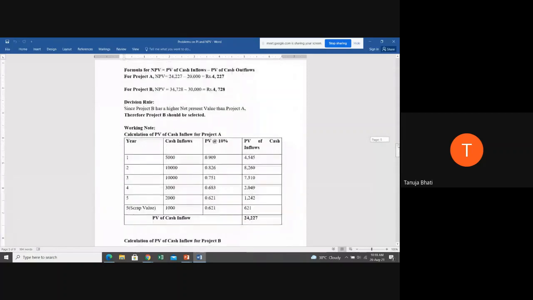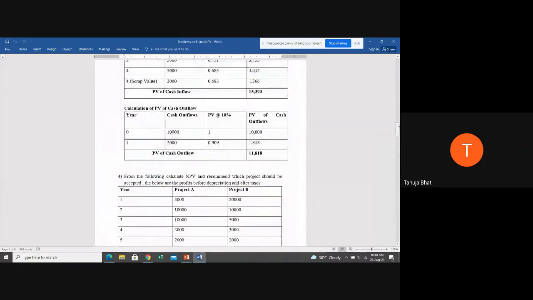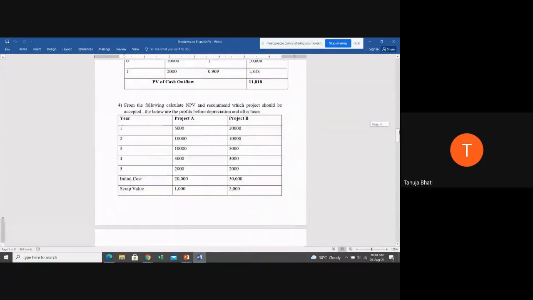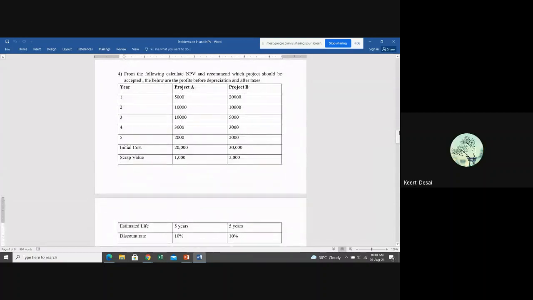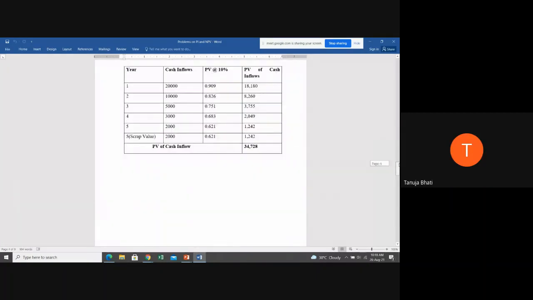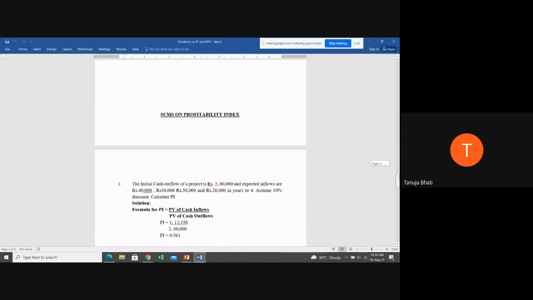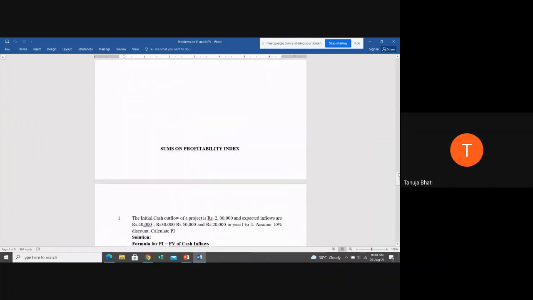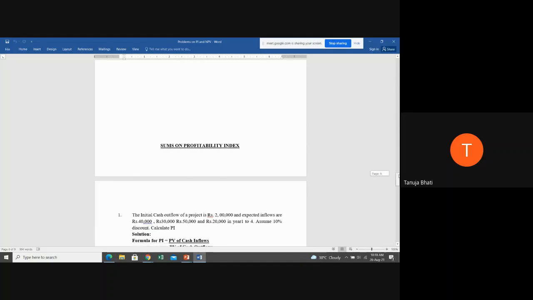Next, is this problem clear to everyone? Can we move ahead? Yes, ma'am. Okay, now let us move ahead to the sums on profitability index. Now students, profitability index is a cost benefit ratio, where you have to divide. In NPV you were deducting outflow from inflow. Here you have to divide the PV of cash inflows by the PV of cash outflows.